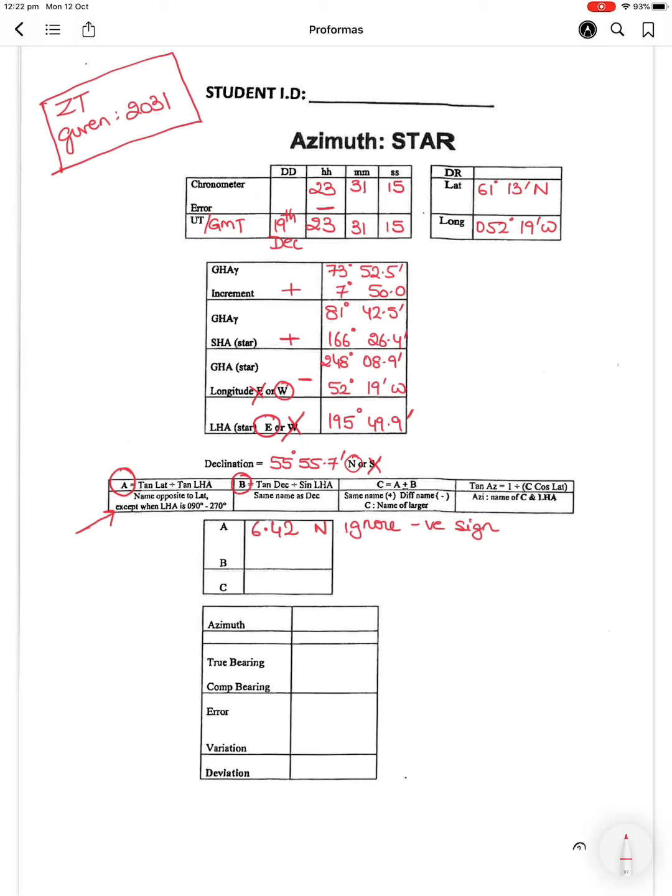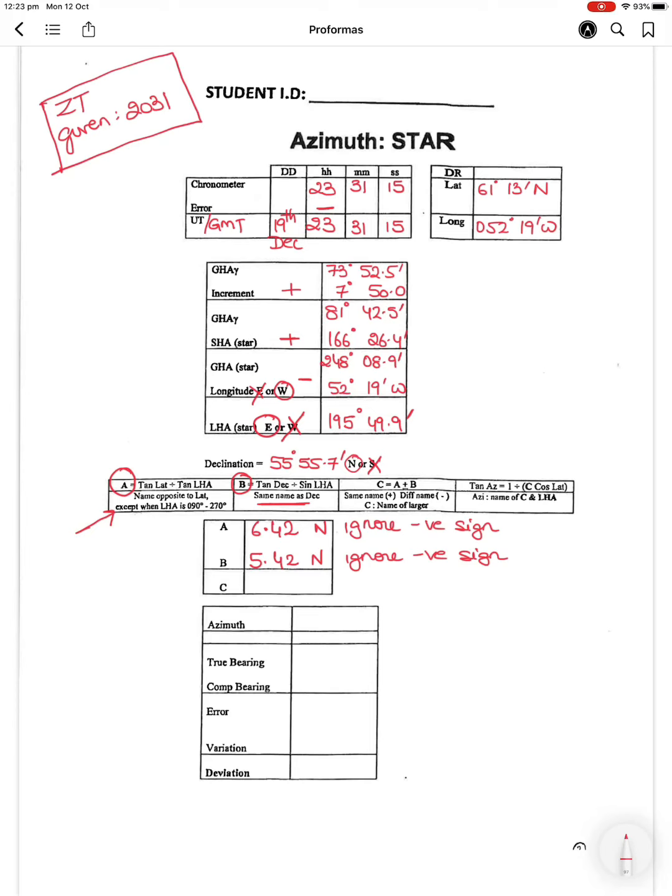Similarly, now you calculate B. B is nothing but tan of declination divided by sine of LHA. So in your calculator, put tan declination divided by sine of LHA. What you will be getting is 5.42, and the rule for naming B is it's named same as declination. So your declination is north, you will name it north. And again, if you are getting any negative values in the calculator, ignore the negative sign. We never include negative signs in A or B.